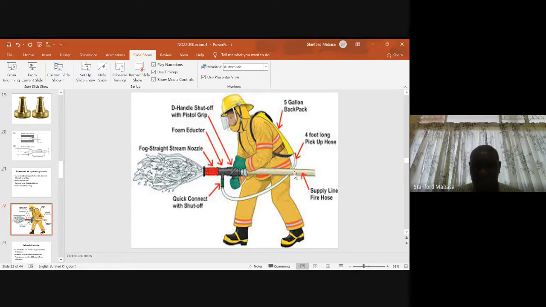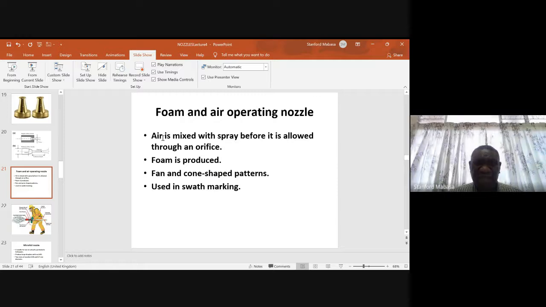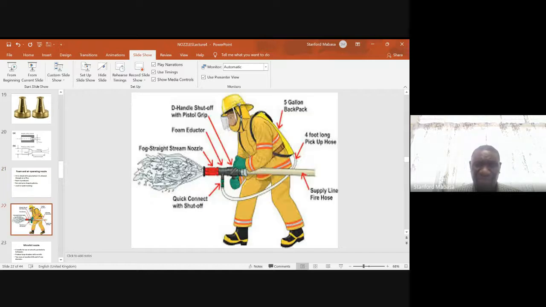This is what it looks like. You've got somebody carrying a pack, probably with the liquid, which is forced into this pipe. And we said you need air and the liquid so that you produce foam. So this thing is mixing air and the liquid, and it is producing a foam at the end. It's a fog straight stream nozzle.